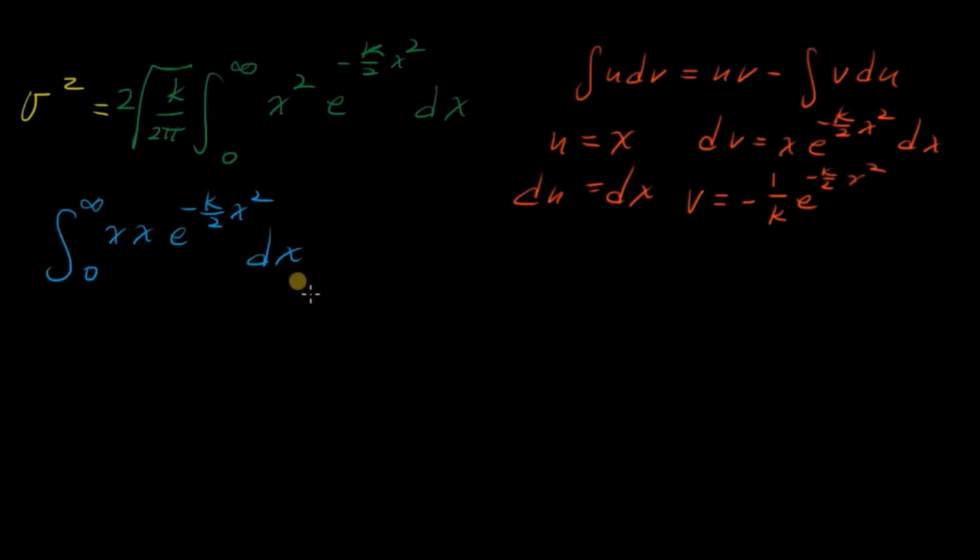Okay, and so when we do this, we're going to get u times v, so that's just going to be this times this. So I'm going to set the x on top of the k. And that's, of course, integrating from 0 to infinity. And then we have to do minus the integral of v du. And so v, that's negative 1 over k. Let's put that in front.